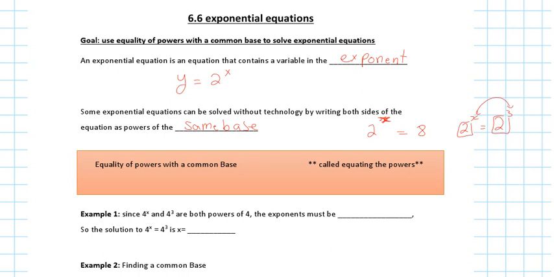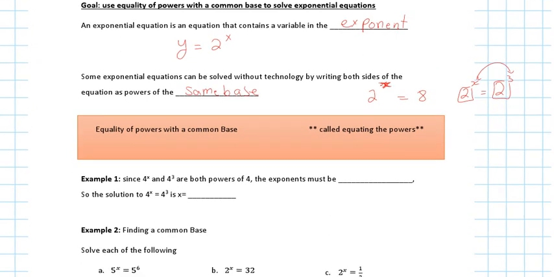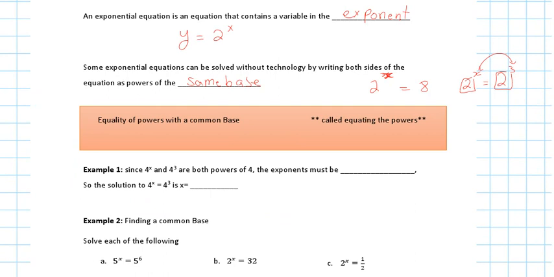So here's the formula. The formula says, if a to the power of m is equal to a to the power of n, since I have the same base, then that right away makes m equal to n. Does that make sense?